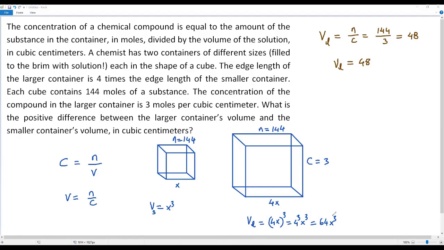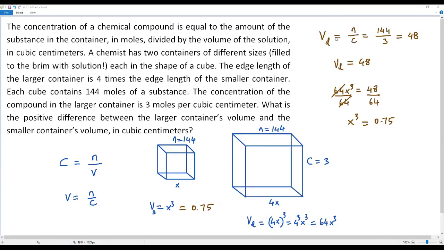Already we got the volume of the larger container as 64x cubed. We can plug in this 64x cubed for the volume over here. Then we get 64x cubed equals 48. Now let me divide both sides of this equation by 64 to solve for x cubed. The 64 will cancel out, and I am getting x cubed on the left side. On the right side, when I divide 48 by 64, I am getting 0.75. This x cubed represents the volume of the smaller container. Therefore, the volume of the smaller container is 0.75 cubic centimeters.